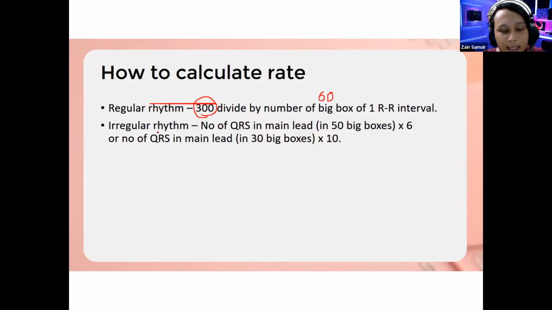But if it is an irregular rhythm, we need to use this formula. In the main lead, usually 50 big boxes, we count the number of QRS complexes, and then we multiply this number of QRS complexes by 6. Because in 50 big boxes, how many seconds do we have? 10 seconds. So 10 seconds times 6 is 60 seconds.